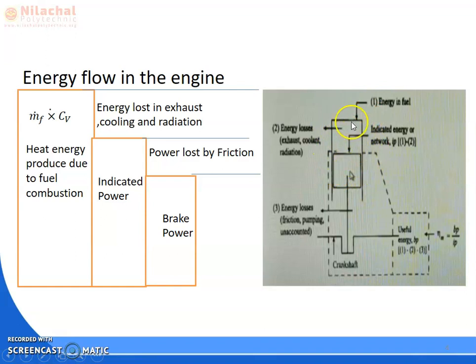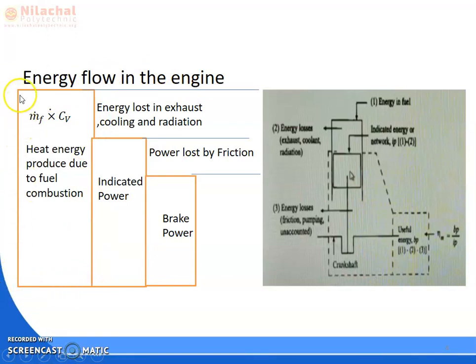When the air-fuel mixture is burned, it will produce some gases, and that gas will give force to the piston, and the piston will move from TDC to BDC. That means some work will be done on the piston. So the rate of work done on the piston is known as the indicated power. And here you can see that we get this much power.